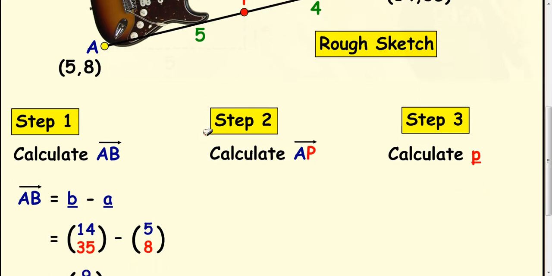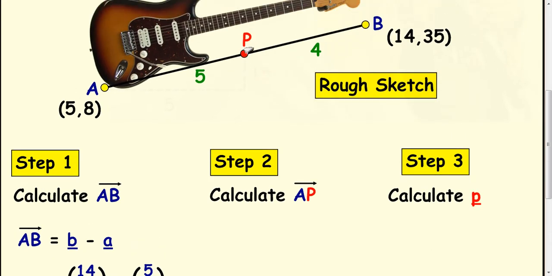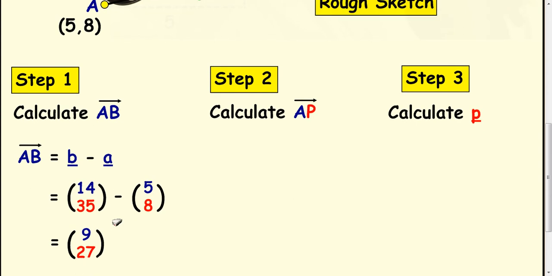Now, we want the coordinates of P. So really what we're trying to do here is find out what the journey from A to P is. Now in terms of the whole line, this dot is 5/9 of the way along. The mistake people make is they say it's 5/4, but the whole distance of the line is 9 and that's 5 along out of the 9. So P is 5/9 of the whole journey. Now we've just worked out the whole journey is (9, 27). So we can say that AP is 5/9 of this.